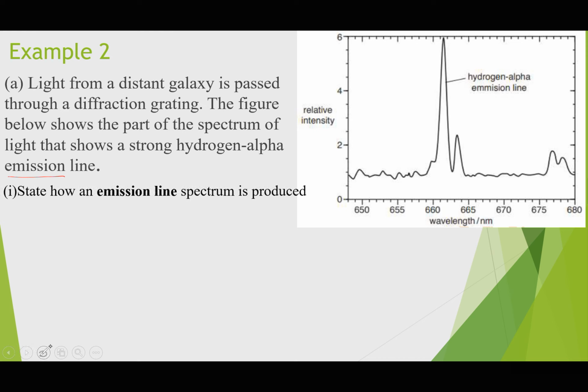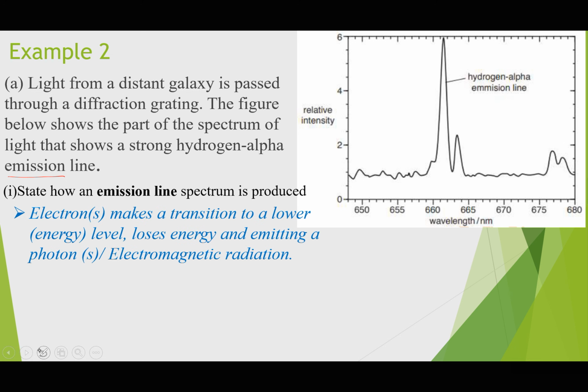State how an emission line spectrum is produced. Of course, I've already explained how an emission line is produced. An electron makes a transition to a lower energy level. That means it gives out a photon. So it loses energy, emitting a photon or electromagnetic radiation. That's why we would see or notice a hydrogen alpha emission line.